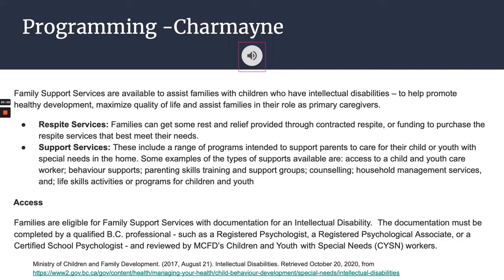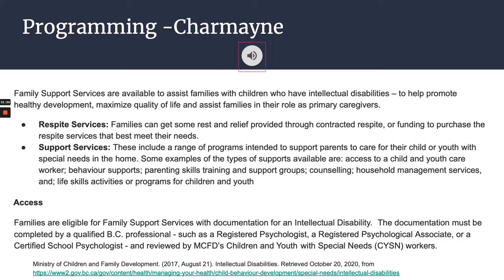Some examples of the types of support available are access to a child and youth care worker, behavioral supports, parenting skills training and support groups, counseling, household management services, and life skills activities or programs for children and youth.